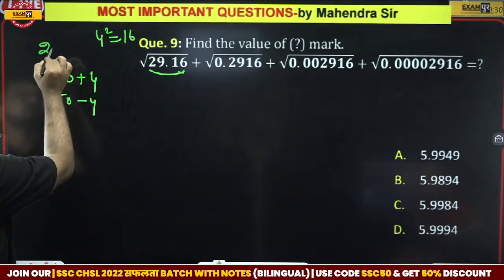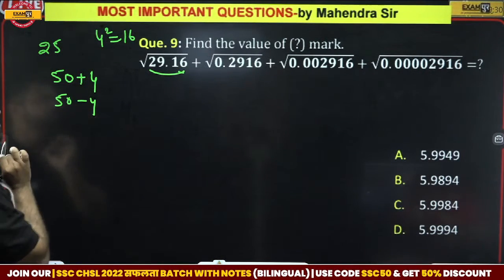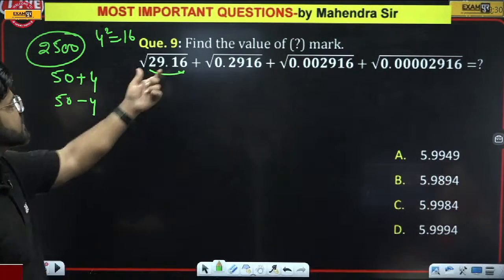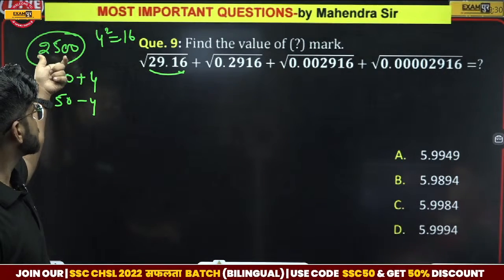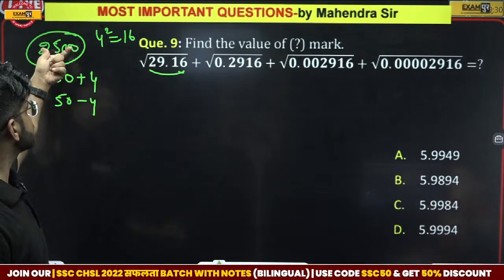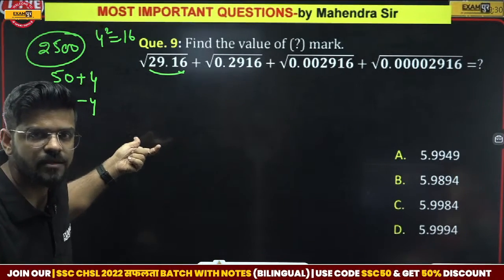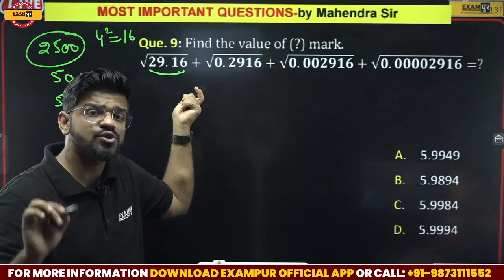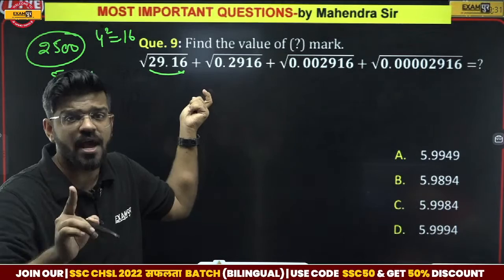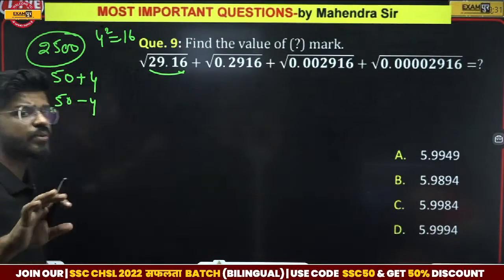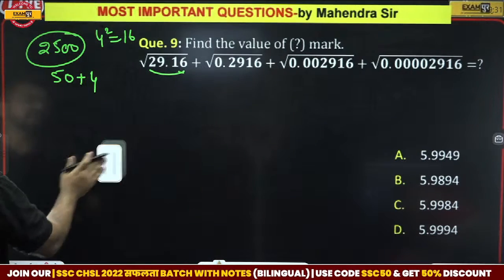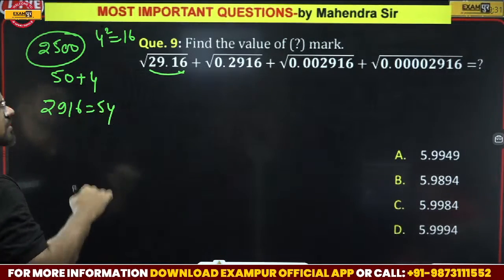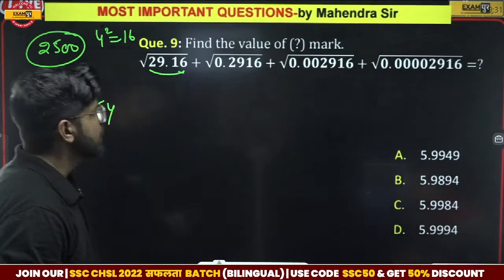Now how to find whether it is 50 plus 4 or 50 minus 4? Just check whether this number is more than this or less than this. If this number is more than this, then it is 50 plus 4. If this number is less than this, then it will be 50 minus 4. Check the last 2 digits and find out which square has these last 2 digits. Only 4 has this, from 1 to 25. So easily I can say that the square root of 2916 is nothing but 54. Clear?